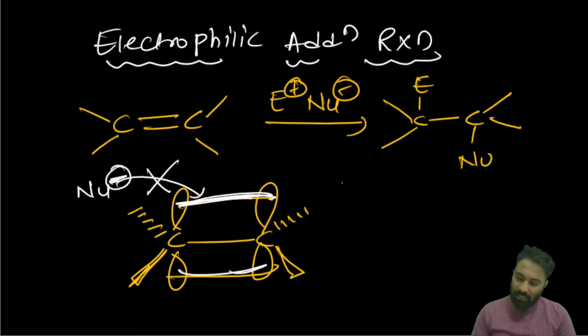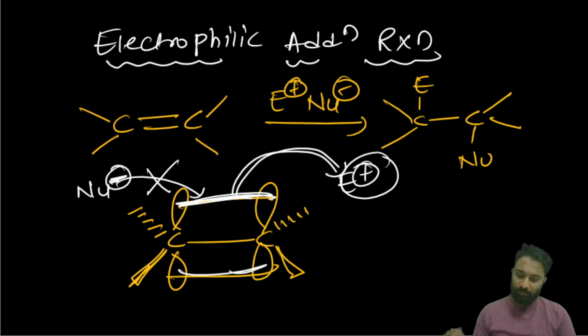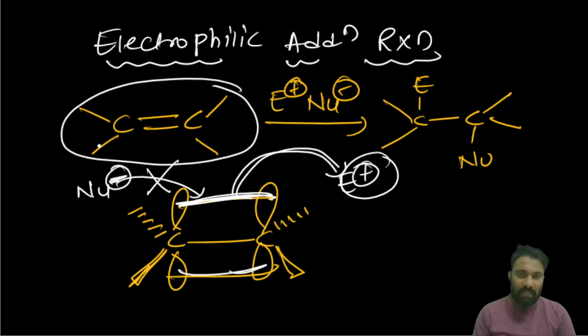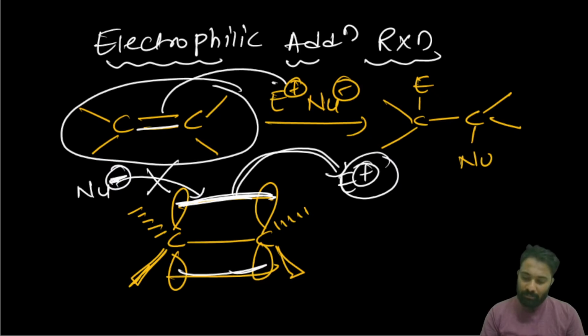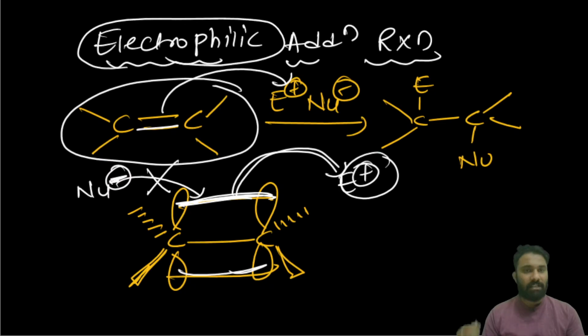But here the electrophile is present. What will the alkene do? It will readily donate its electron pair to the electrophile, right? That's the reason the substrate first attacks what, that reaction is named accordingly. Here our substrate first attacks the electrophile, so we call it an electrophilic addition reaction.